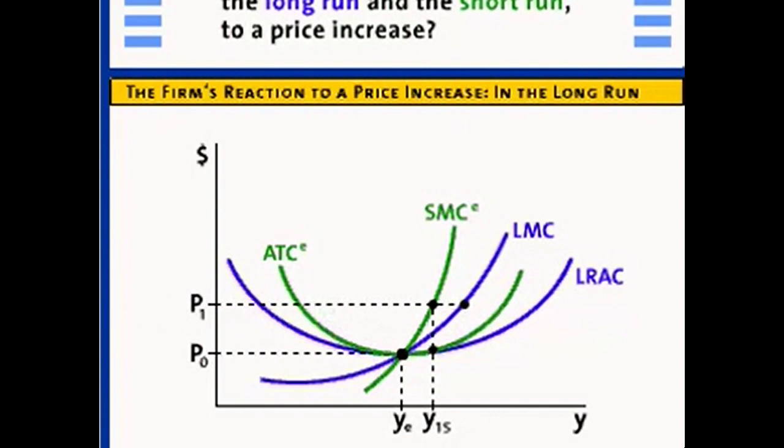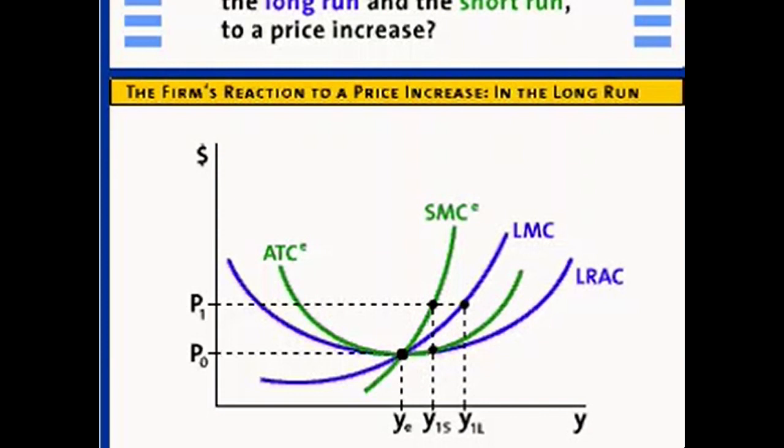So notice in the long run, the firm will end up producing more output than they do in the short run. Because in the long run, the firm has more flexibility and they're going to be able to make more profit. Notice profit is bigger in the long run because costs in the long run are always lower. This gap is bigger in the long run than it is in the short run.